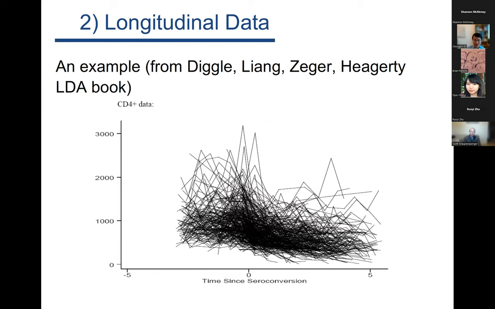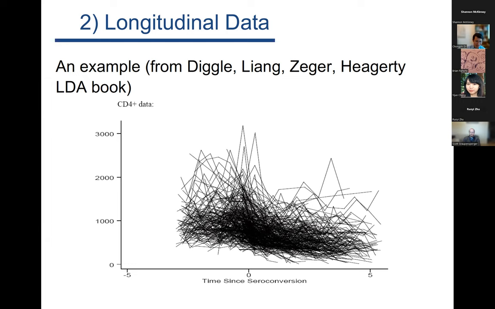Now let me give you an example. This is from a textbook on longitudinal data by Diggle, Liang, Zeger, and Heagerty. In this book, this example is on CD4 counts, I believe among HIV patients. You can see there are lines connecting the data from each point. So you have measures at different time points, and you get a line for everybody. This is a typical case of longitudinal data. This type of plot gives us an idea of what those trajectories look like. And by the way, this plot is typically called a spaghetti plot.